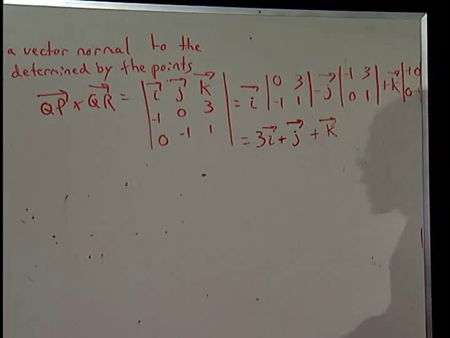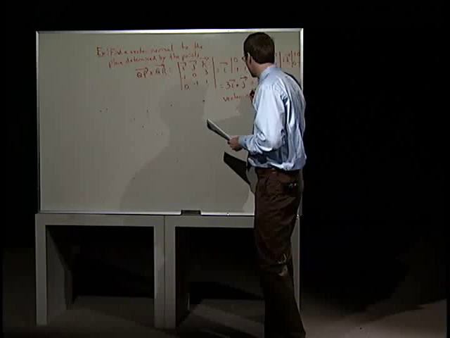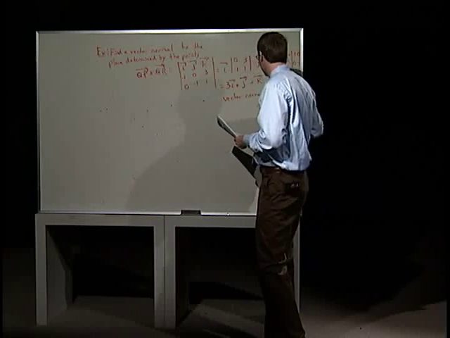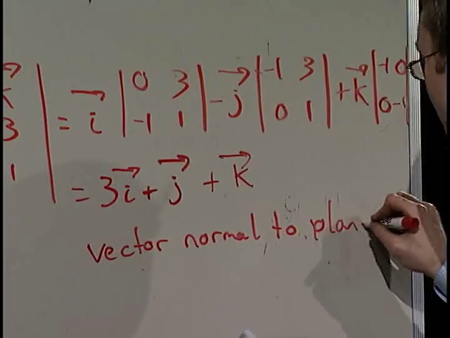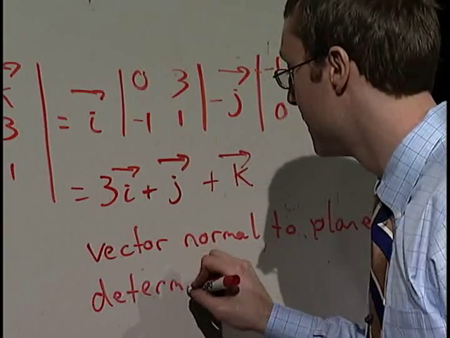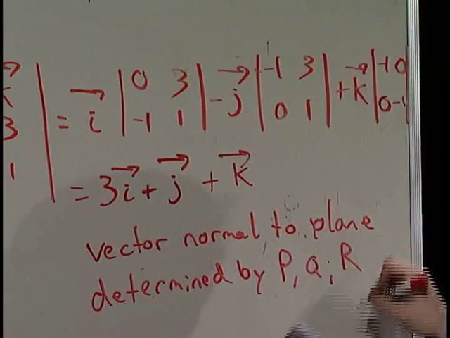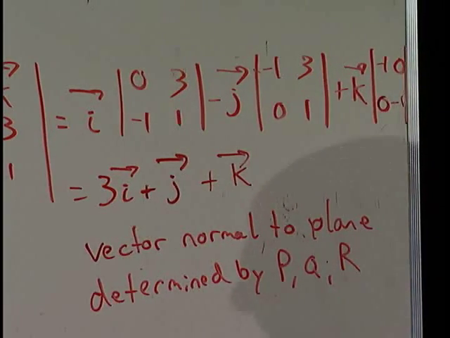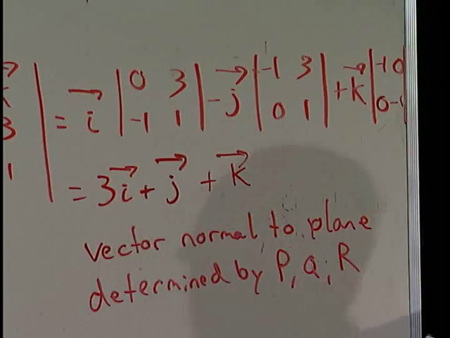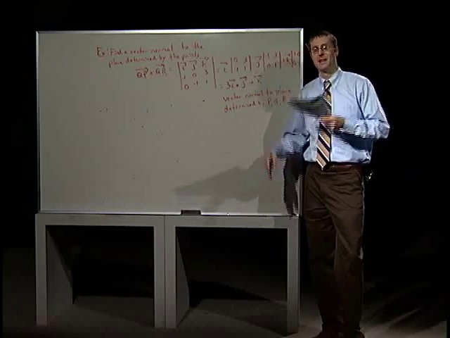All right, so there's your cross product. So this vector is normal to the plane determined by P, Q, and R. Okay, that's normal there. And what we really want is normally a unit normal vector out of there, something that has length 1.